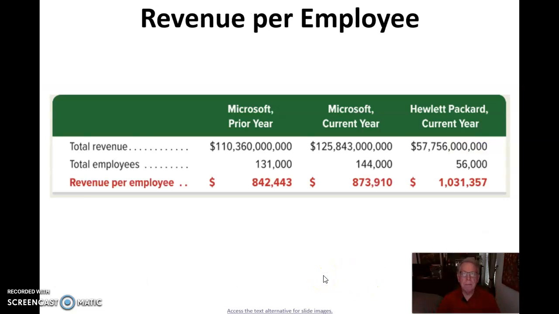Pretty easy. The revenue per employee is pretty interesting for a huge company like this. Here, this was Microsoft. So Microsoft has 131,000 employees, and Hewlett-Packard has about half of that. Nevertheless, the revenue per employee, we can take the total revenue and divide it through by the number of employees. Pretty straightforward, I think.